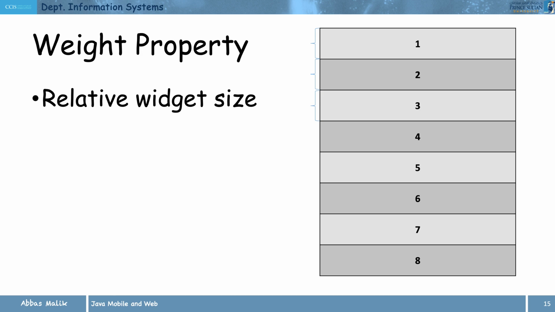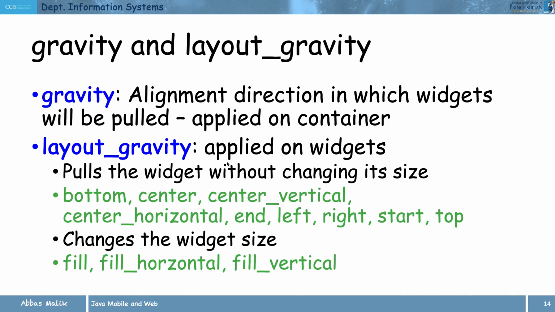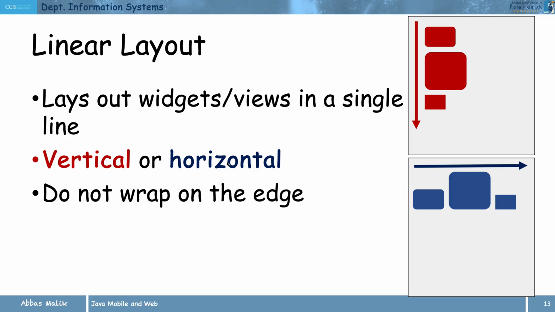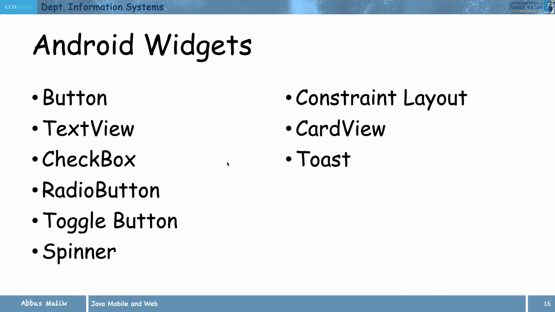Where we left our last lecture, we talked about the weight property, the gravity and layout gravity in the linear layout. Orientation is vertical, orientation is horizontal. We also have a lot of different types of widgets available. Just like in HTML we have different types of elements, in Android programming we call them widgets.